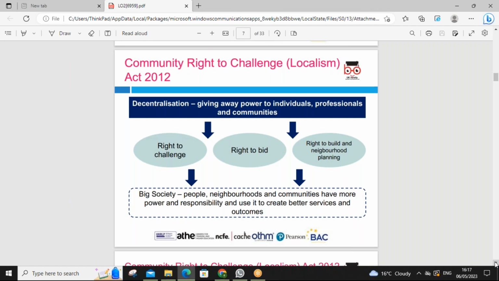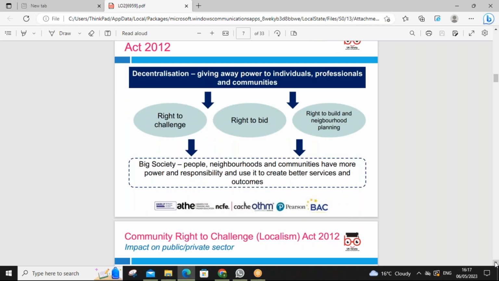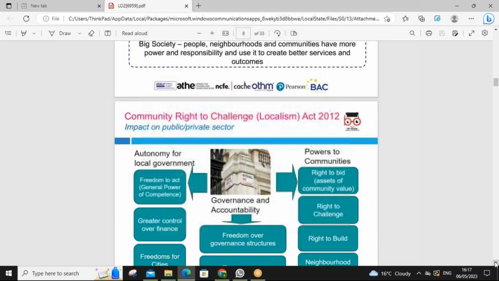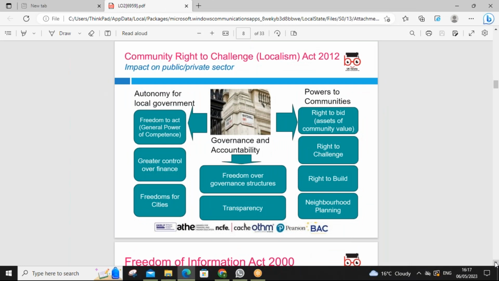Okay, community rights and challenges we need to look at. The Localism Act gives us the right to challenge. Decentralization means giving power away to the individual, professional, and community. The community can also be involved in the tenders and the contract. So, the right to challenge. The Big Society means people, neighborhoods, and communities have more power and responsibility to create better services and outcomes. The right to build and neighborhood planning: if we want to build a house, that comes first, more than the procurement we require.